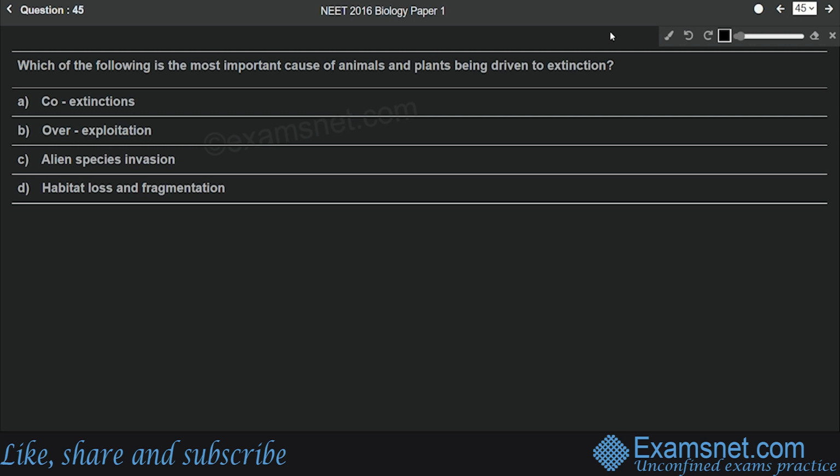Question number 45 is from the chapter Biodiversity and Conservation, and the question is, which of the following is the most important cause of animals and plants being driven to extinction? Options are co-extinctions, overexploitation, alien species invasion, and habitat loss and fragmentation. So all of them are causes of extinction of plants and animals, but the most important of them is the last one, that is habitat loss and fragmentation. And the reason is growing population, or you can say overpopulation, right? Overpopulation. So in order to fulfill the demand of growing population, various developmental works are going on. Okay, developmental works.